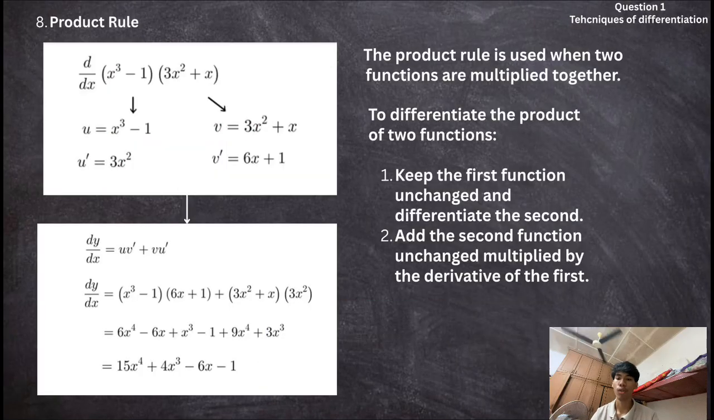Number 8 is the product rule. The product rule is used to differentiate the product of two functions, when two functions are multiplied together. The first step is to keep the first function unchanged and differentiate the second. The second step is to add the second function unchanged multiplied by the derivative of the first.